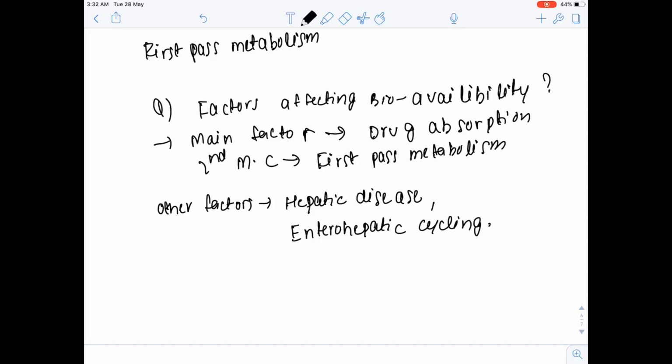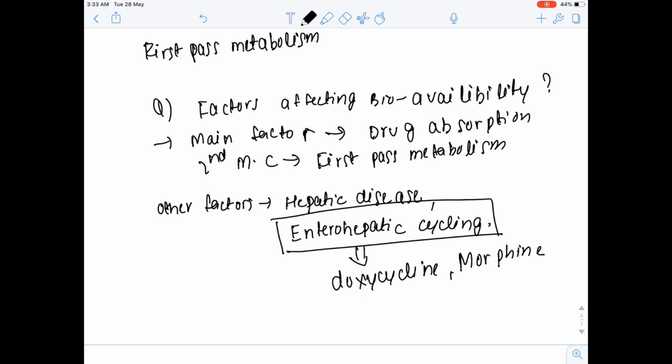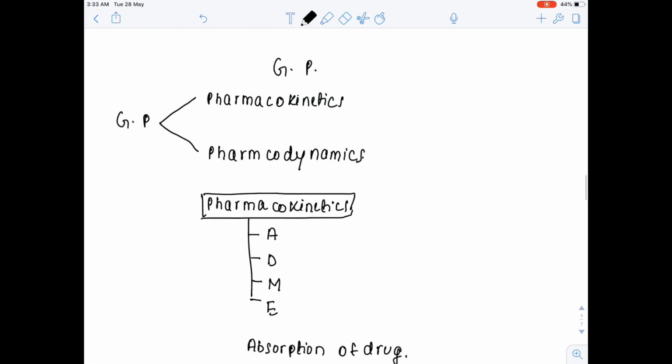In enterohepatic cycling, the drug from the circulation again reaches the intestine and again gets absorbed. The drugs are doxycycline and morphine. So because of enterohepatic cycling the same drug is utilized more than once. So now we have completed absorption from the pharmacokinetic part. In the next video we will see distribution.